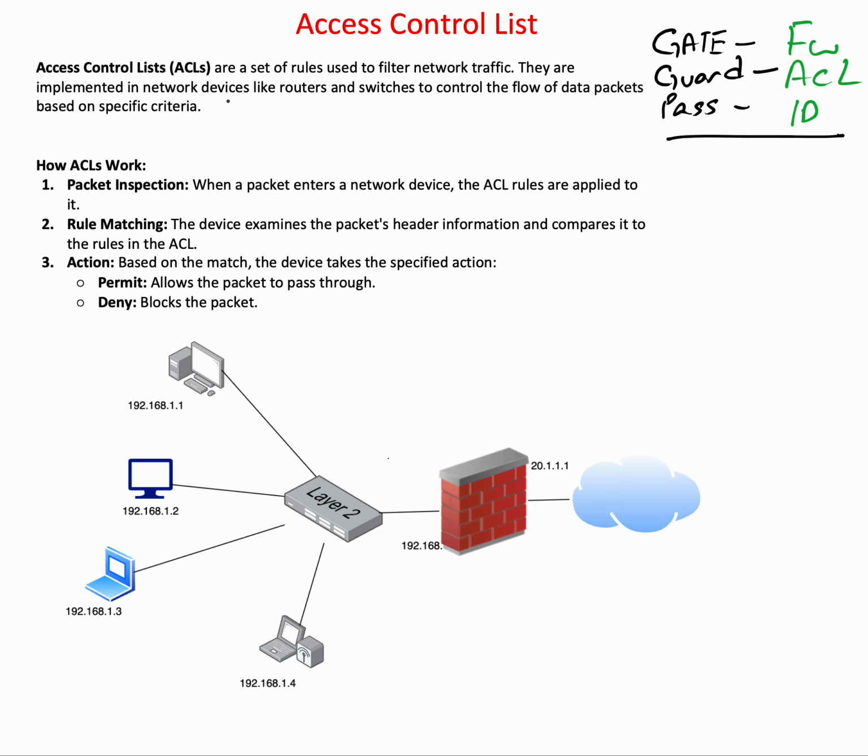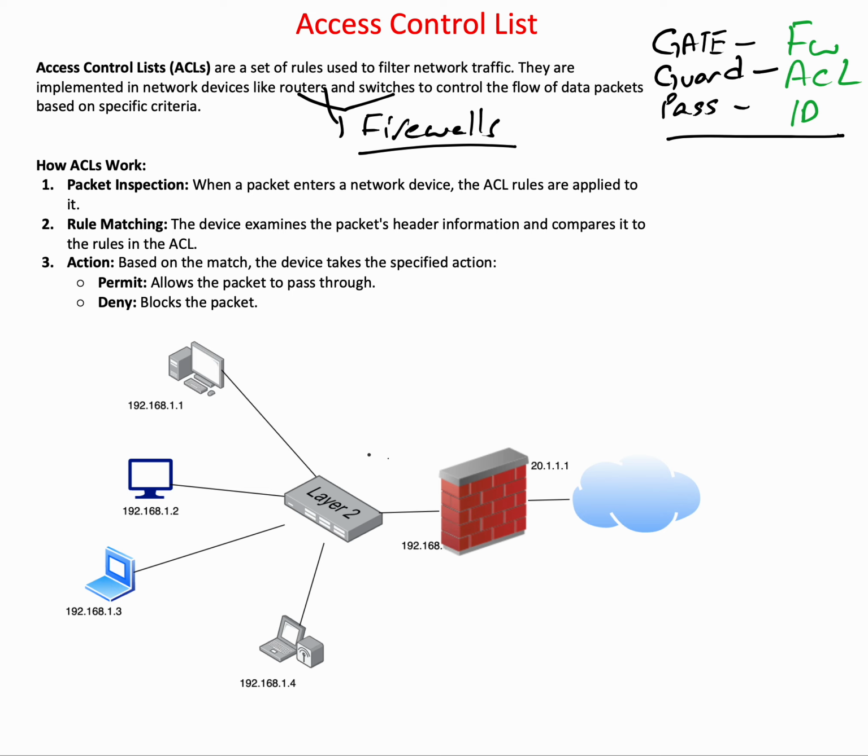Now let's go to the definition. Access control lists are a set of rules used to filter network traffic. They are implemented in network devices like routers and switches to control the flow of data packets based on specific criteria. These can be employed in both, but mostly you will see this in firewalls. Let's add this here as well.